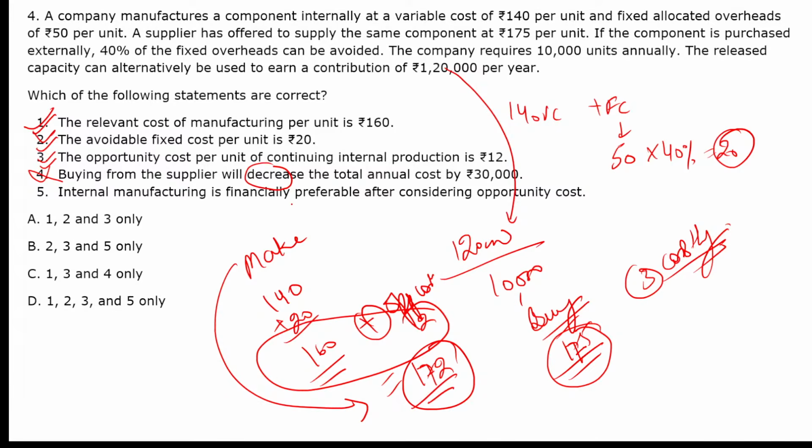Internal manufacturing is financially preferable after considering opportunity cost. Do you think internal manufacturing is more preferable? Yes, correct. After I've seen what my opportunity cost is, I know I have to internally manufacture it. I should not buy it externally. So D is the correct answer.